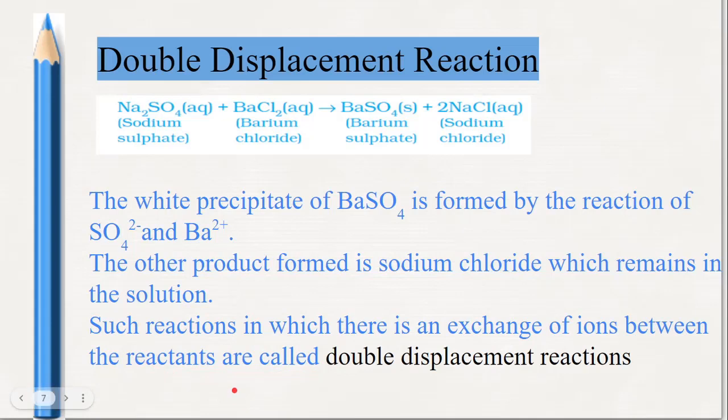In this chemical reaction you can see that BaSO4 is formed by the reaction of SO4 2 minus and Ba2 plus. So the exchange of ions exists in this chemical reaction, therefore it is a double displacement reaction. So here we have completed four types of chemical reaction with this double displacement reaction.